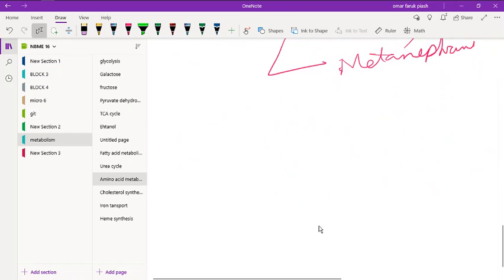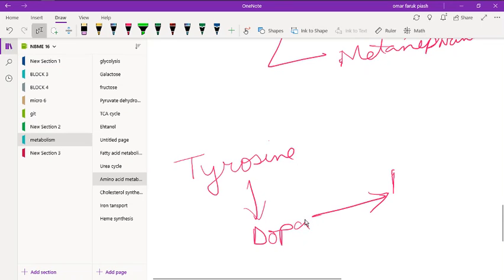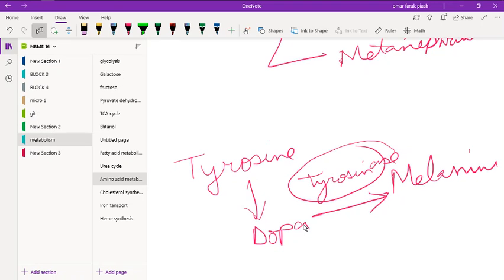And another thing, tyrosine is converted into dopa. This dopa can be converted into dopamine, and this dopa can be converted into melanin also, with the help of tyrosinase enzyme. If there is deficiency of this tyrosinase enzyme, then it will cause albinism.